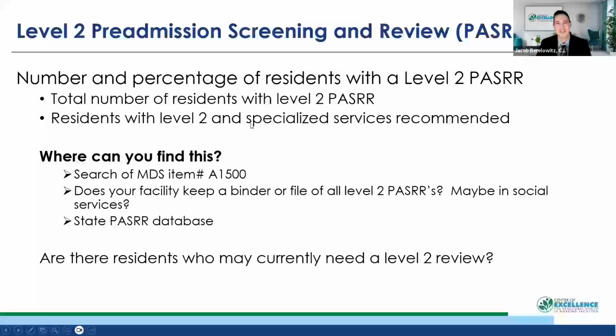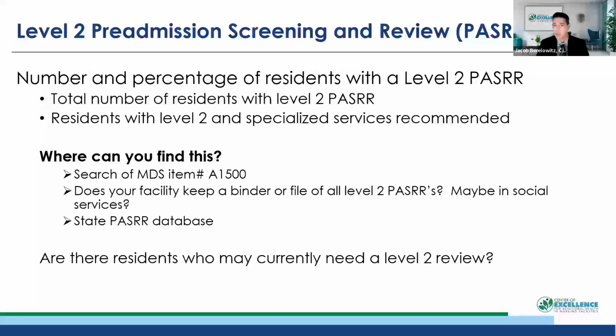All right, and our next item, just to recall, we're going through facility characteristics here, right? We're trying to identify all of our current residents in the facility and what their needs are. So our next item is the pre-admission screening and review. Most of us call it PASAR. And so we're looking at the number of residents that have a level 2 PASAR. Now, level 2 PASAR can be for either serious mental illness, or it can be for developmental disabilities, like Down syndrome or another developmental disability.